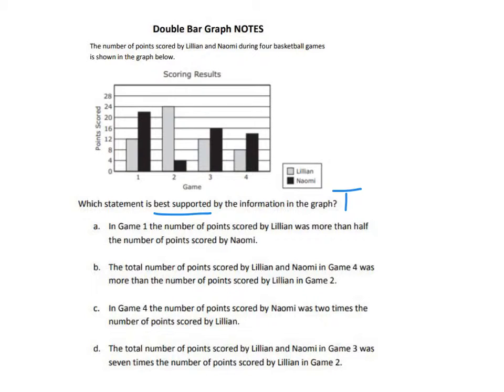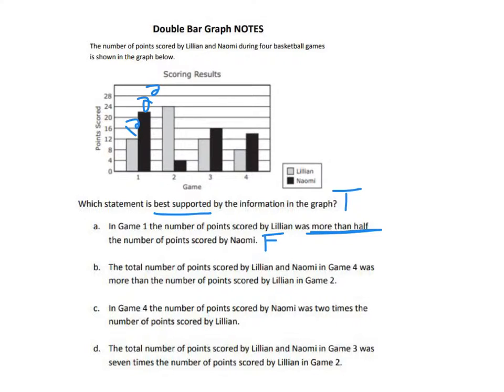So what we're going to do, instead of just writing all the numbers on the top, we could do it as we're reading it along. So it says, in game one, the number of points scored by Lillian was more than half the number of points scored by Naomi. So for game one, Lillian had 12 points and Naomi had 22. So is that more than half? Wait, no. No, it's not. So then that means this statement is false. Okay, and that's all you're doing. You're actually proving if it's true or false.